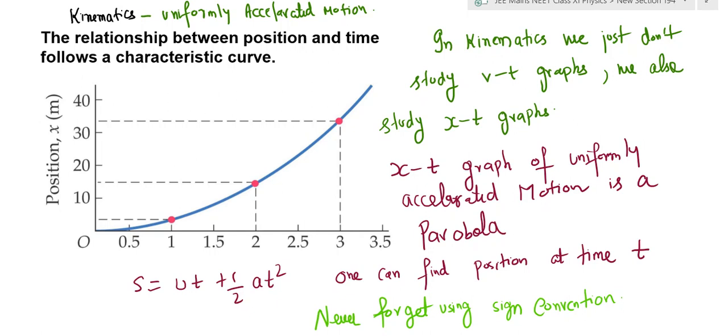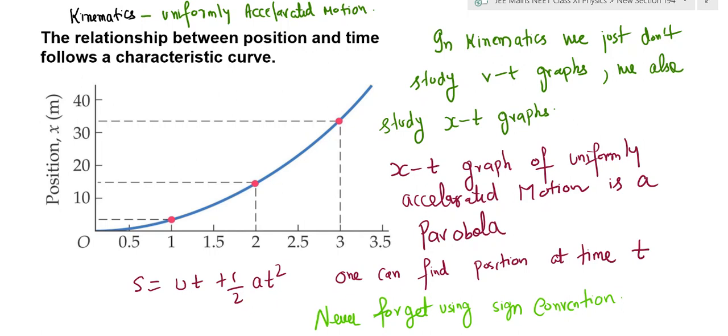The second category of graph in kinematics is the XT graph. So if you see, we are studying uniformly accelerated motion, and this graph represents position versus time for a uniformly accelerated motion. So essentially, you can see the shape of the graph is a parabola. If you're not a math student, you would not know it's a parabola. So just take it with a pinch of salt that this is a parabola.